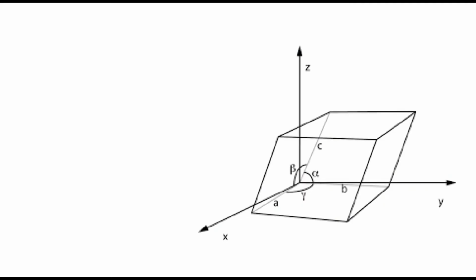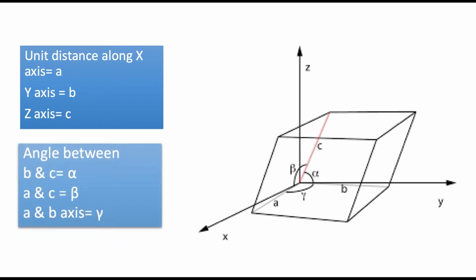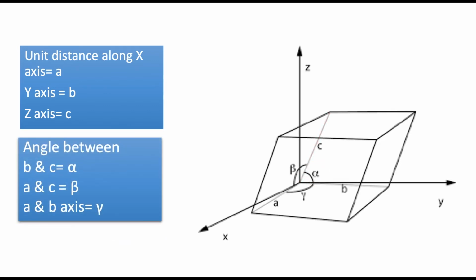Let us take this vertex of the unit cell as the origin of the 3 axes. The distance of this lattice point from the origin along the x-axis is the unit cell parameter a. The distance of this lattice point from the origin along the y-axis is the parameter b. Similarly, the distance of the lattice point along the z-axis is the parameter c. Now, let us check the angles. The angle between b and c is alpha. The angle between a and c is beta, and the angle between a and b is gamma.